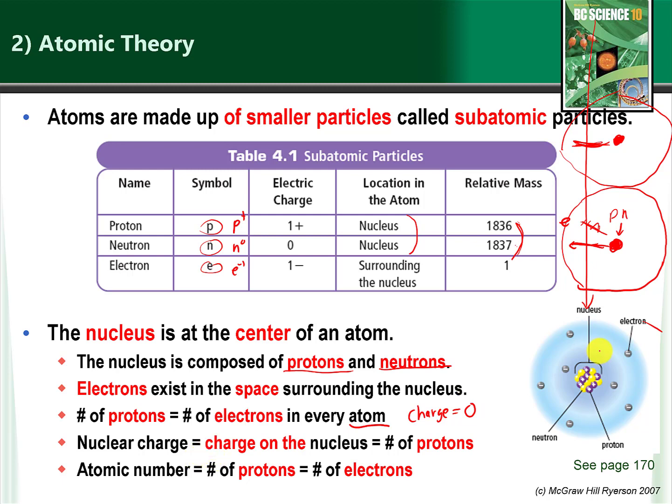The nuclear charge, the charge inside on the nucleus, is how many protons there are, and that's called the nuclear charge. And the atomic number is the number of protons and the number of electrons.